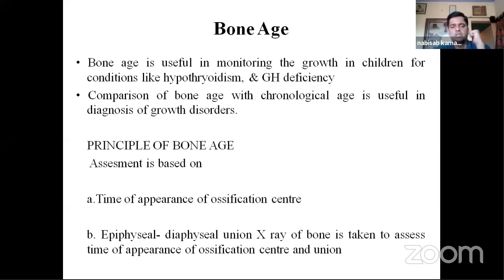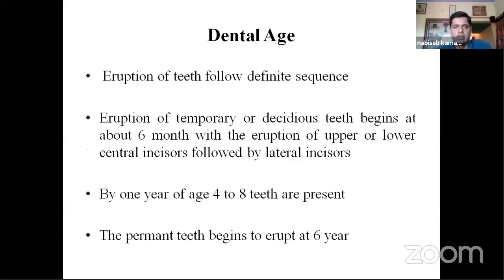The first one is assessment of the time of appearance of ossification centers. Next is epiphyseal or diaphyseal union. An X-ray of the bone is taken to assess the time of appearance of ossification centers and union. Next is dental age. Eruption of the teeth follows a definite sequence. Primary dentition will appear after the age of 6 months, followed by the appearance of the permanent teeth.